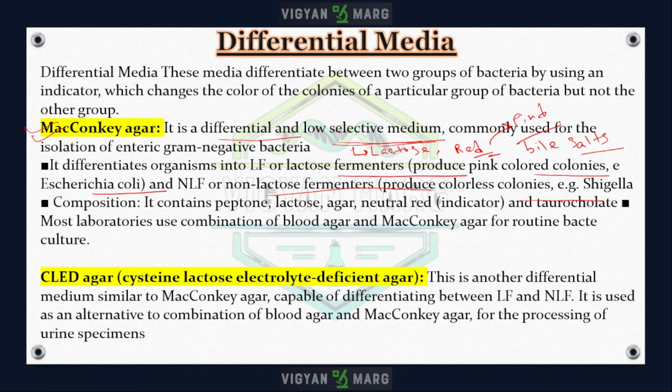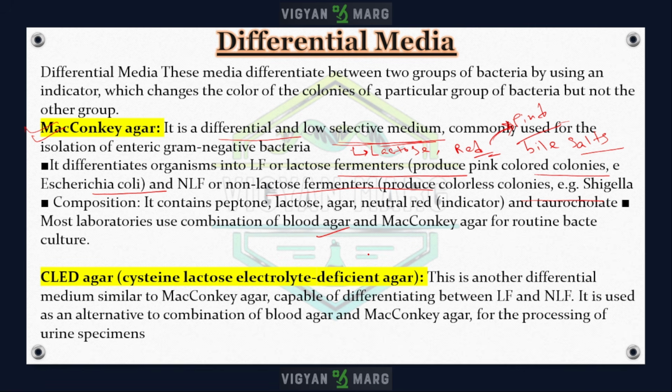So what is the general biochemical process? Lactose fermentators produce a compound which converts the red indicator to pink, by which we can identify them. MacConkey also contains bile salt, like I already explained, and dye, which weakly suppress many gram positive organisms, making it low selective for gram negative enteric bacteria.